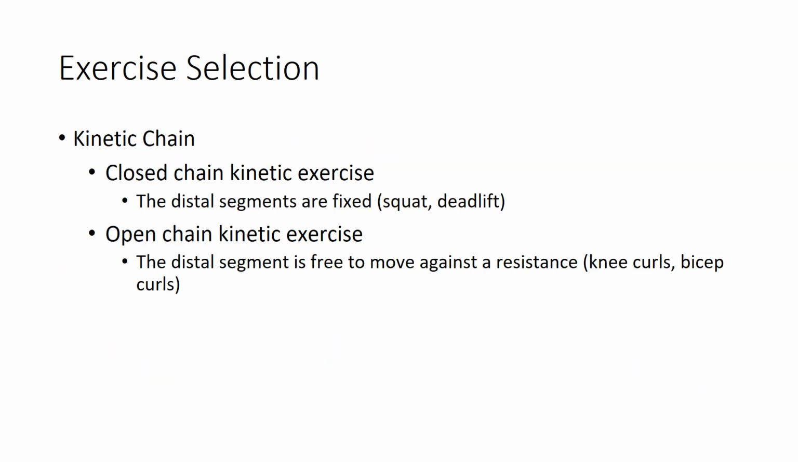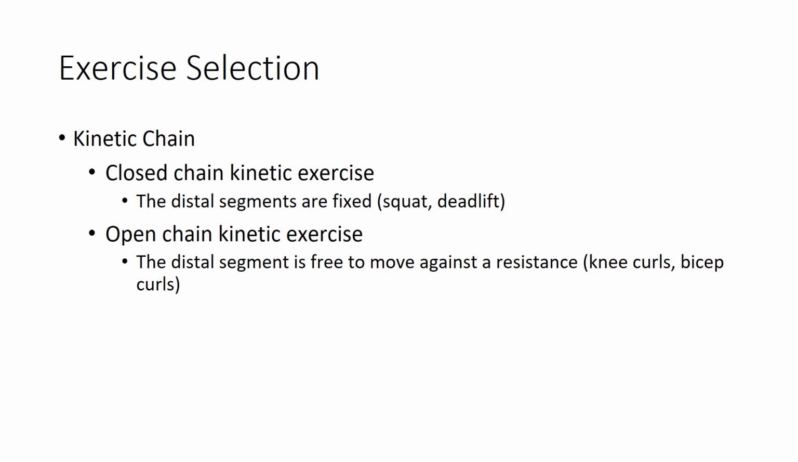When we look at the performance perspective, a closed chain kinetic exercise has a higher degree of transfer of training effects to specific sporting movements and activities of daily living. So remember, a closed chain kinetic exercise is one where the distal segments are fixed, such as performing a squat or deadlift, whereas an open chain kinetic exercise enables the distal segment to freely move against a resistance. An example would be knee curls or bicep curls.